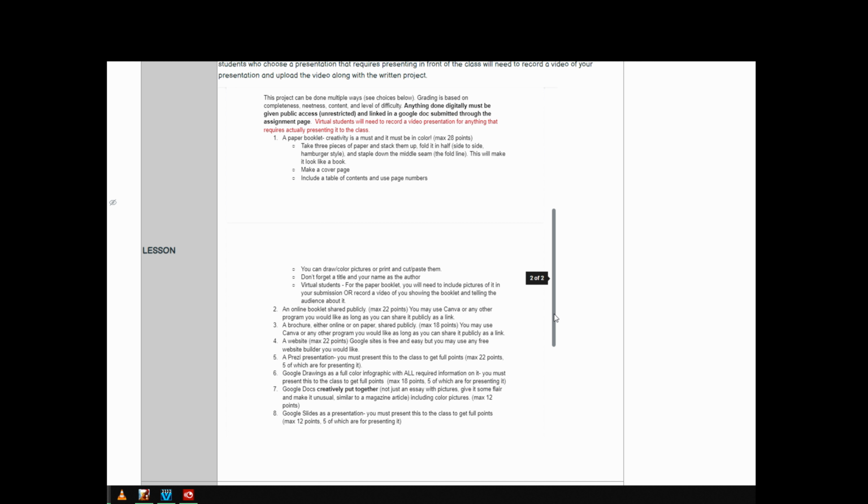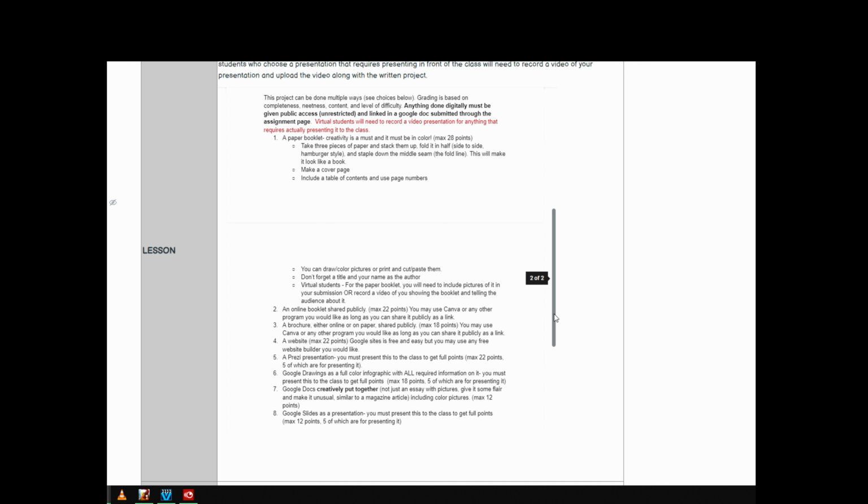So with this one, the 22 points on top of the 72 gives you a 94, so you can have a maximum of a middle of the road A. The 18 pointers are going to be just barely an A, and then when you get down to number 7 and 8, those are only worth 12 points. So the maximum you can get on those is a B, if you get all of your credit for it. So for the presentation, you will actually need to speak in front of the class for that one. And then virtual students, you would do the video.